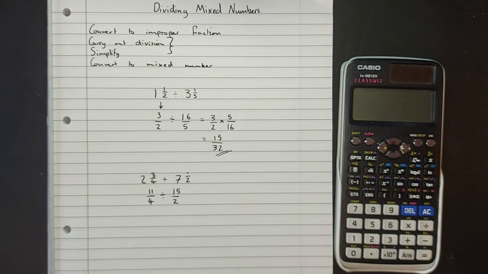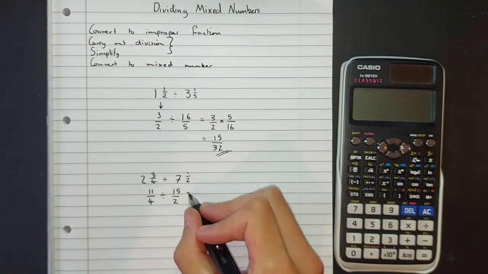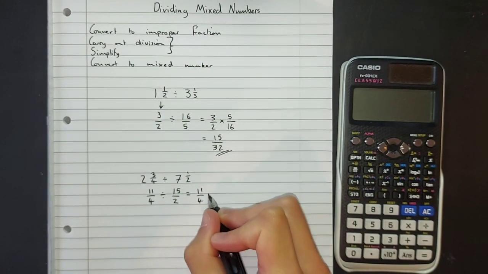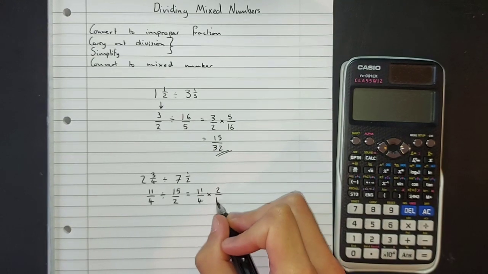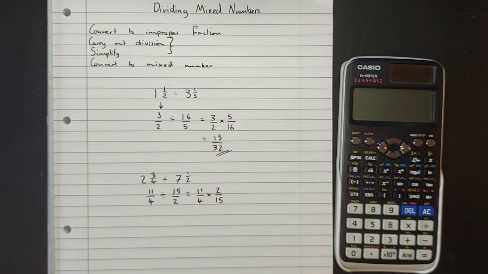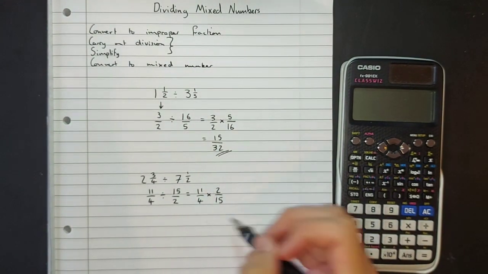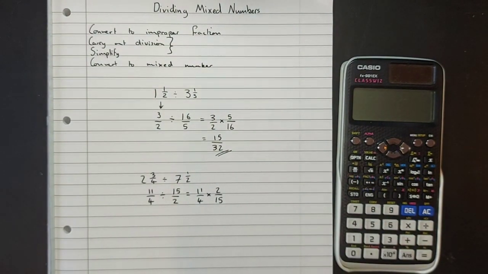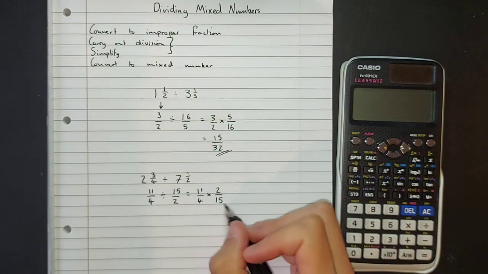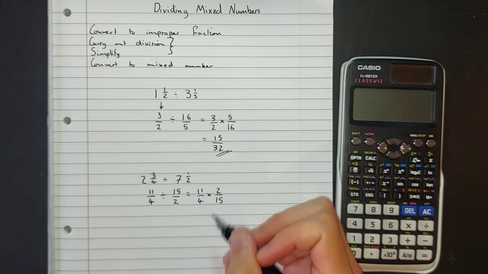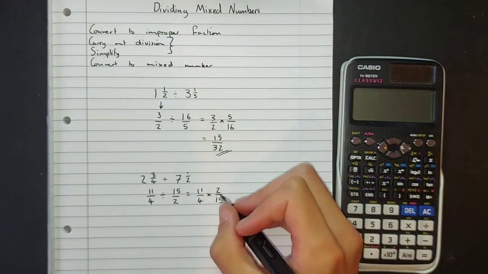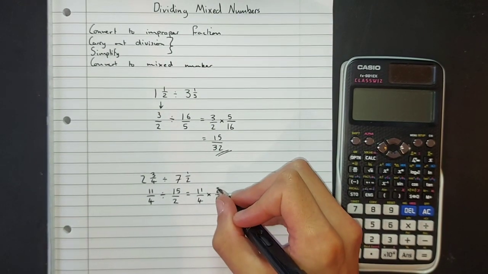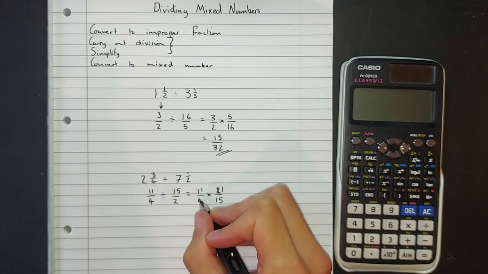Now we need to carry out the division. So we're going to times by the reciprocal of this. So that leaves us with 11/4 times 2/15. Let's do the multiplication. Can we cancel anything down? Does anything on the bottom share a factor with 11? Well, 11's prime, so no. Does anything on the bottom share a factor with 2? 2 and 4 are both in the 2 times table. So let's divide them both by 2. 2 divided by 2 gives us 1. 4 divided by 2 gives us 2.